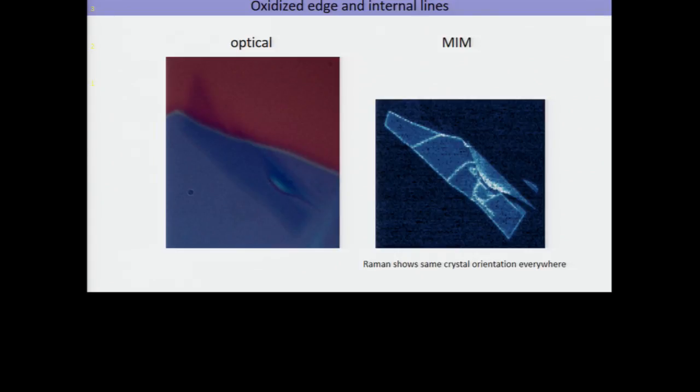What you also see is there's these internal lines. Those we're pretty sure are cracks. They're not grain boundaries. We know because we can do Raman and see that the crystal orientation is the same in every region of the crystal. So we're pretty sure they're cracks.